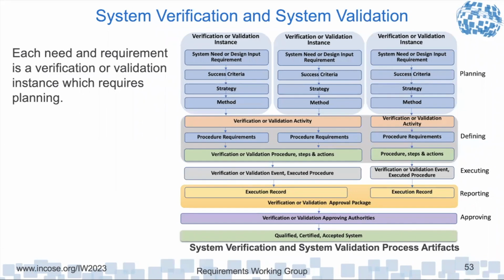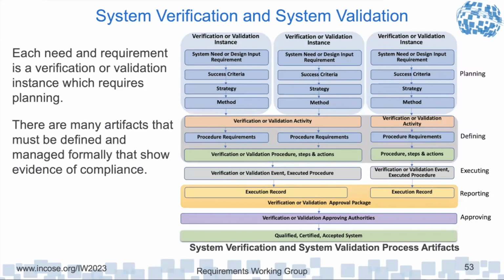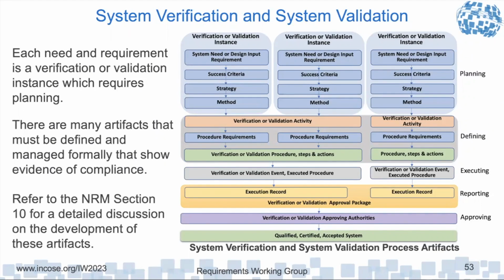In the Needs and Requirements Manual, Section 10 goes into a lot of detail on system verification and validation. This is one of the figures showing all the different artifacts that are developed. So each need or requirement is a verification validation instance. If you're doing modeling, the word instance comes in. So for each one of these, we're going to develop a bunch of artifacts. And in the end, we end up with a qualified, certified, accepted system. And again, refer to Section 10 for a much more detailed description of this whole process.